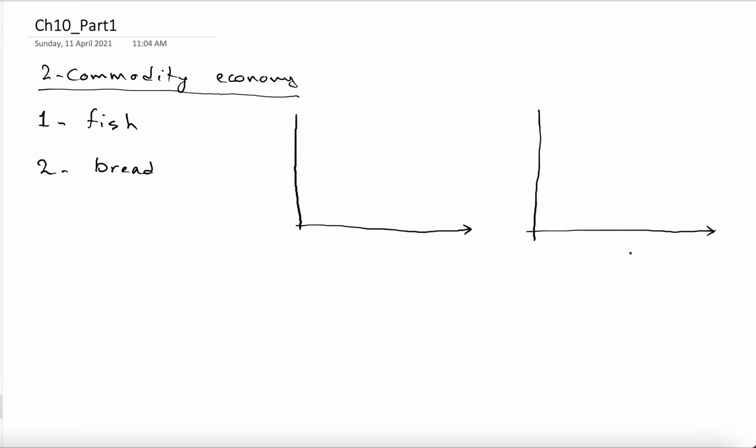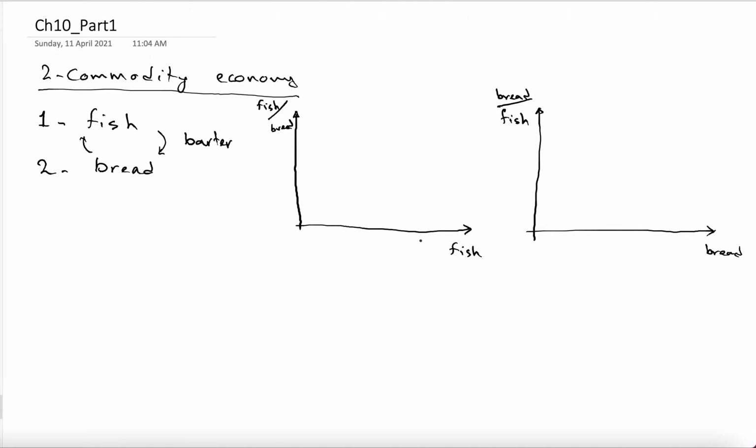We have fish and we have bread, and they're exchanging good for good. This good for good is called barter. But the price of fish is determined by the number of fish per unit of bread, and for bread we would say the price of bread in terms of the number of fish.